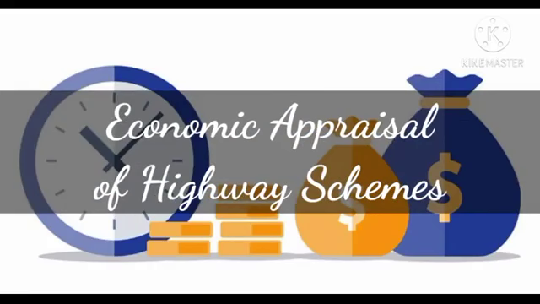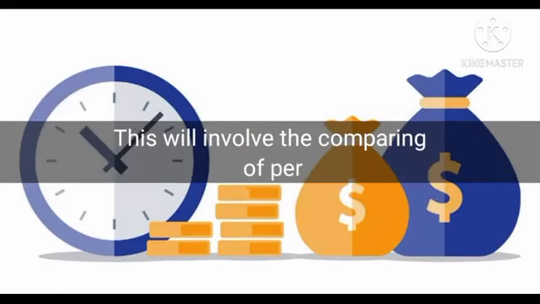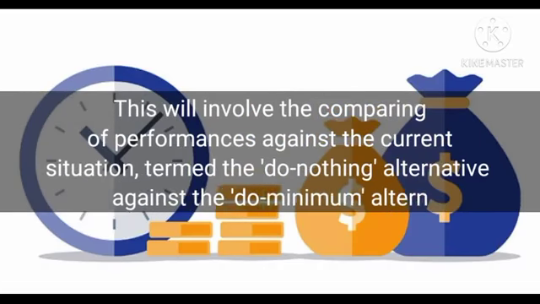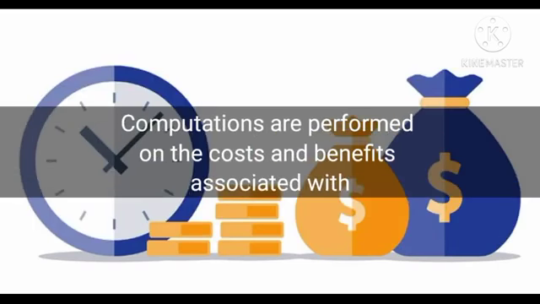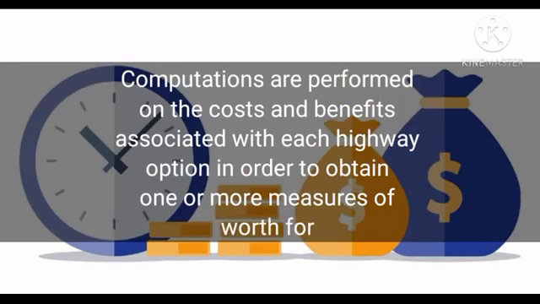Next we have economic appraisal of highway schemes. The developer will require economic assessment of the route options under consideration. This will involve comparing their performance against the current situation, termed the do-nothing alternative, against the do-minimum alternative, involving a low-cost upgrading of the existing facilities. Computations are performed on the costs and benefits associated with each highway option in order to obtain one or more measures of worth for each.